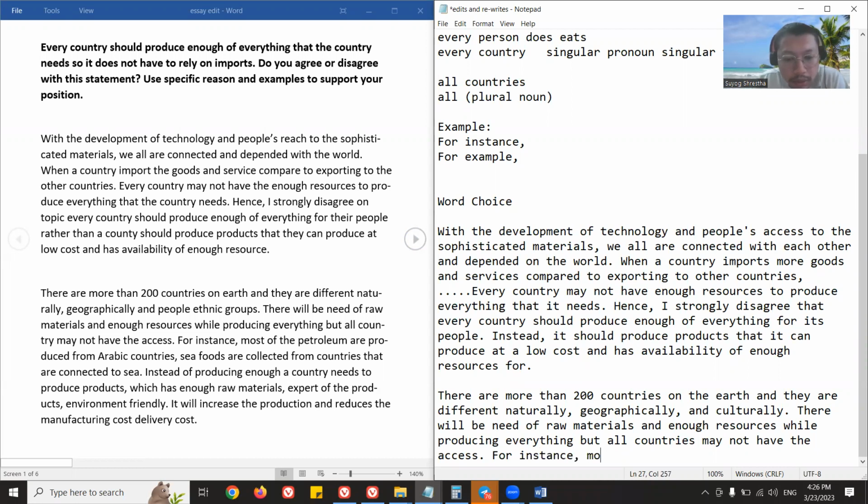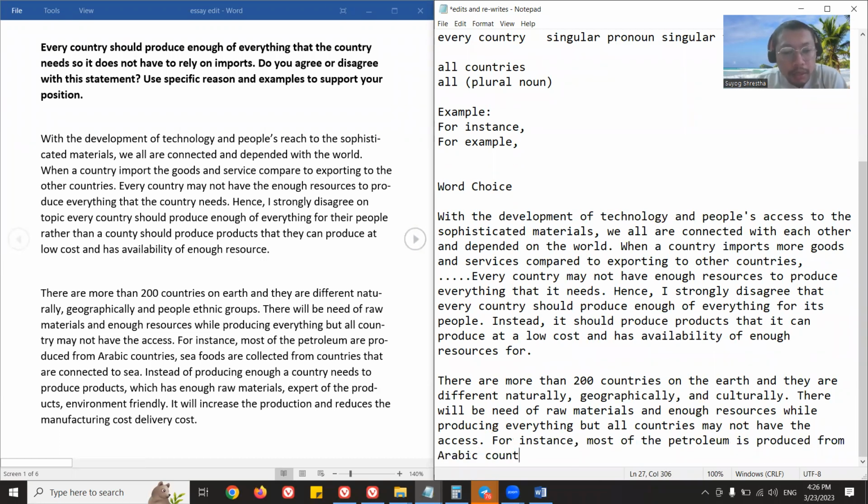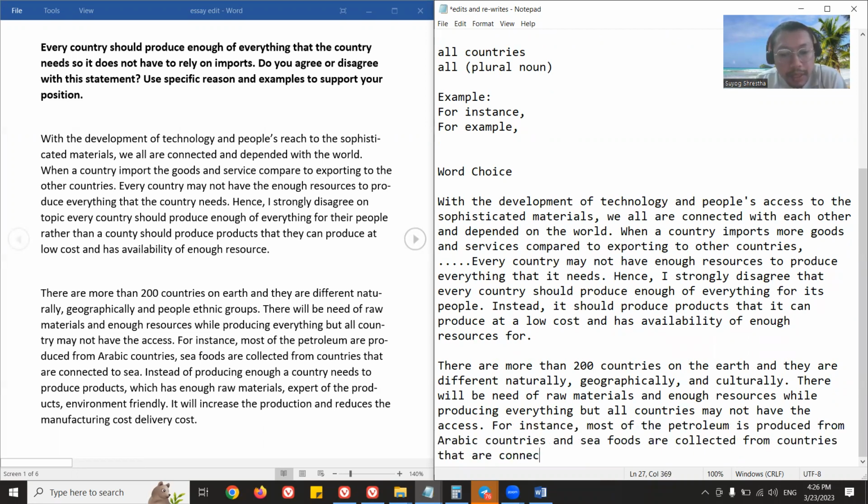So for instance, most of the petroleum is, okay, so petroleum is an uncountable noun, right? Petroleum ko 'r' hudaina, petroleum is huncha. Petroleum is produced from Arabic countries, and seafoods are collected from countries that are connected to seas. यसमा सी मात्र भन्नु भएन, सीज भन्नु पर्यो. And another thing, I added an 'and', and I have also written most of the petroleum is. So after an uncountable noun comes 'is', not 'are'.